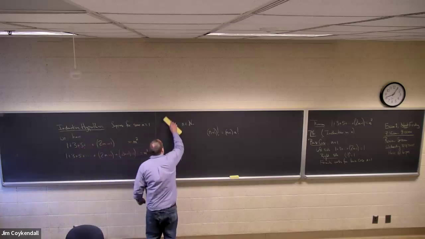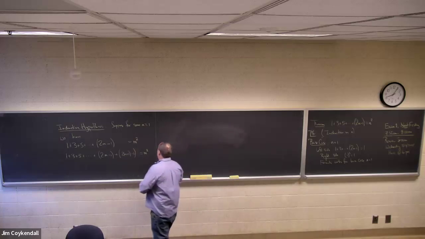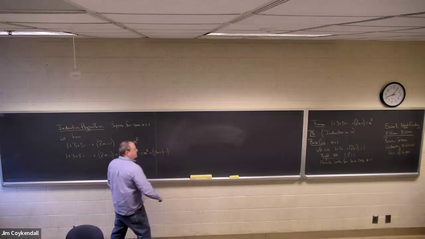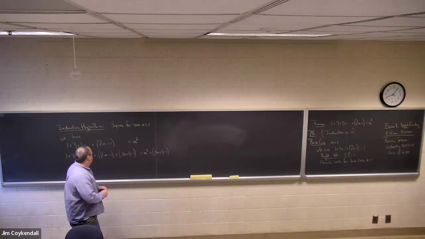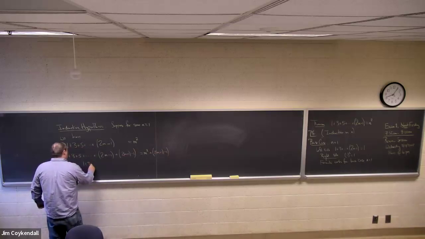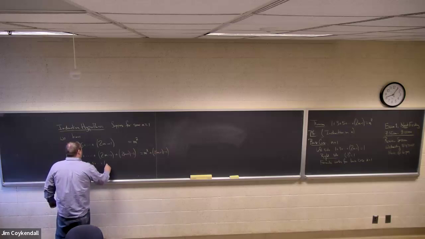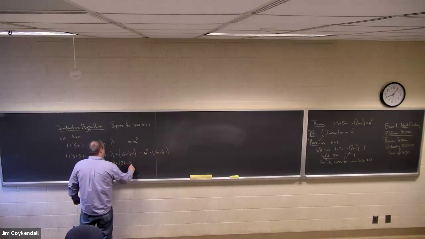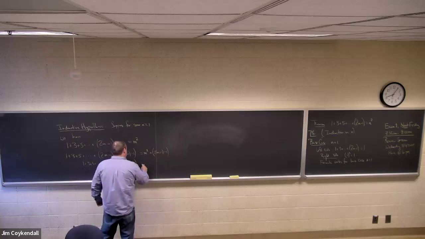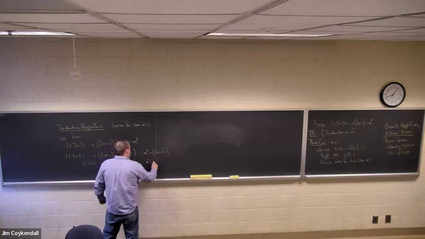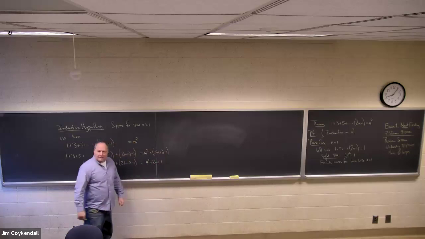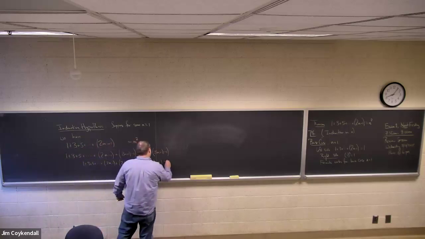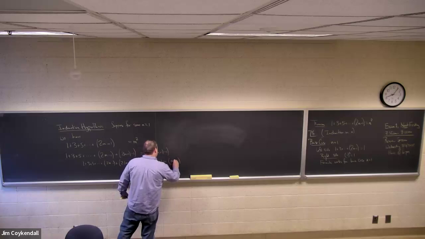Now, this is algebra, folks. So if I'm going to add that orange thing to the left side, I better do it over here. Great. So what do we have now? We have 1 plus 3 plus 5 up to 2m minus 1, plus 2(m plus 1) minus 1, is equal to m squared plus 2m plus 1. Everybody agree that's what you get from me? And what's another way I can write this? (m plus 1) squared. Good.